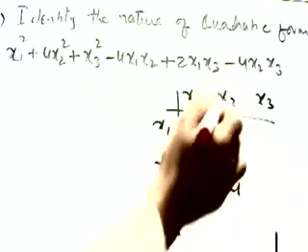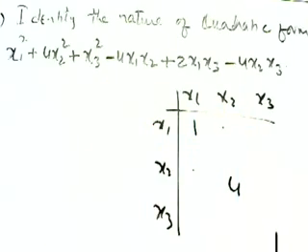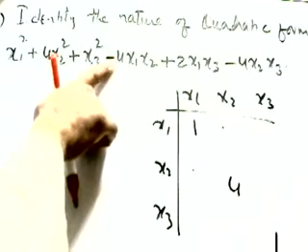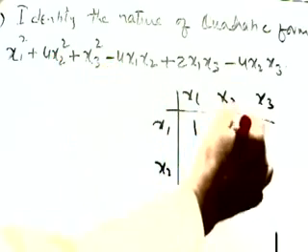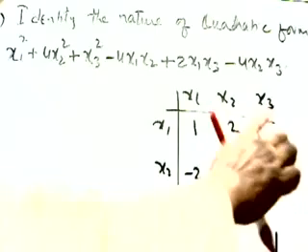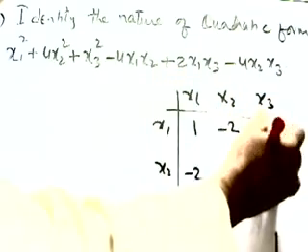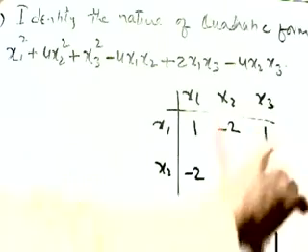Now see here, here is x1, x2. Here we have to write the x1 x2 coefficient reduced by half. x1 x2 is minus 4. Reduce this to half, minus 4 by 2 is minus 2. So minus 2, minus 2. Here x1 x3 is 2. Reduce it to half, 2 by 2 will be 1.